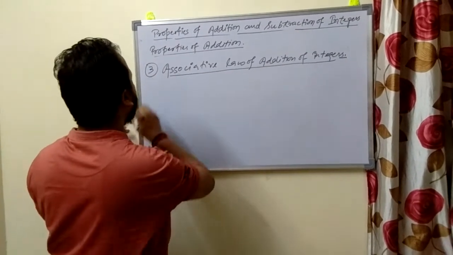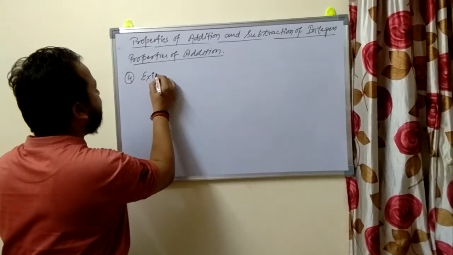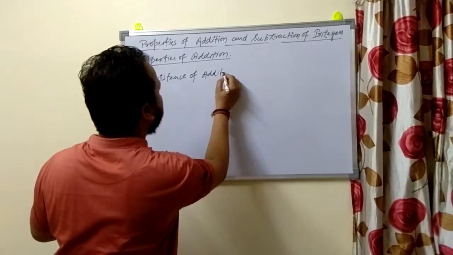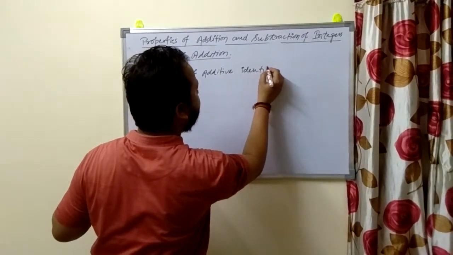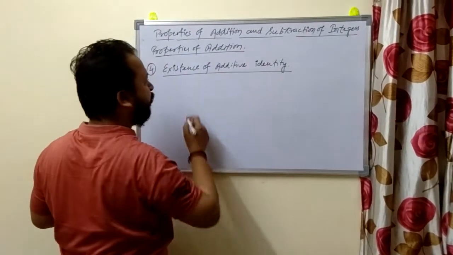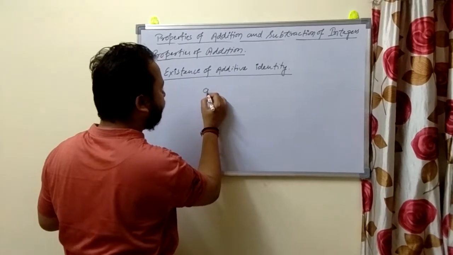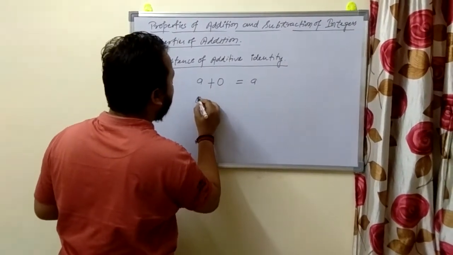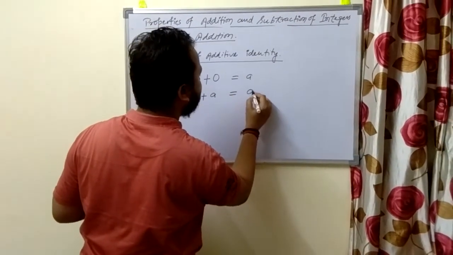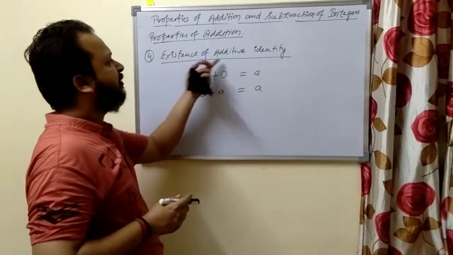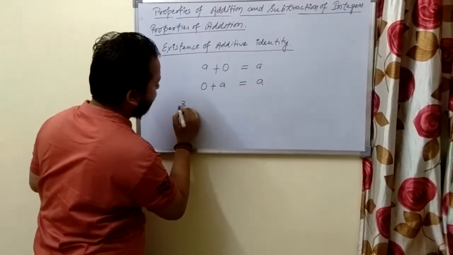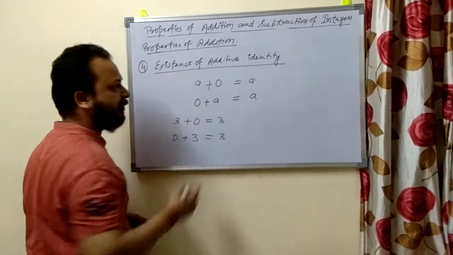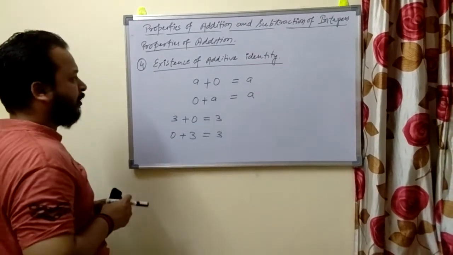Now come to the fourth property, existence of additive identity. It says that if we add 0 to any integer A, we always get the integer back. This is the additive identity law. Suppose we add 3 to 0, we get 3, or we add 0 to 3, we always get 3. This is the fourth property.